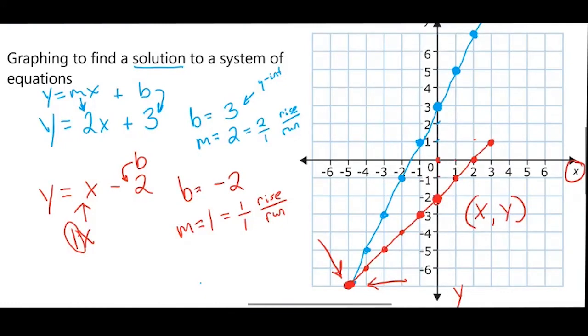So the x coordinate is in the negatives: -1, -2, -3, -4, -5. So I have -5. And then how far do I go down? I'm at 0. I go 1, 2, 3, 4, 5, 6, 7. So I went down 7, so that's -7. So the place where these two lines cross is (-5, -7). So my solution is (-5, -7).